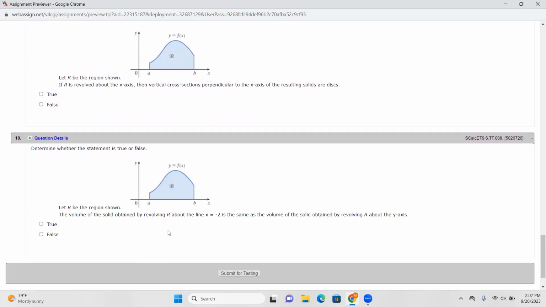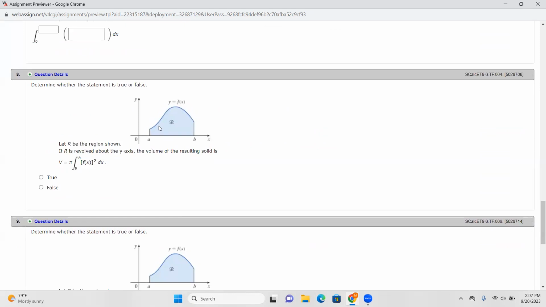Do we get false all the way across the board here? No, no, no, we get true here. And we have false here because that's not the formula for shells, which would be what would be required to take a function of x and revolve it around the y-axis.